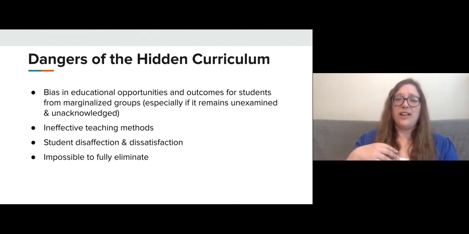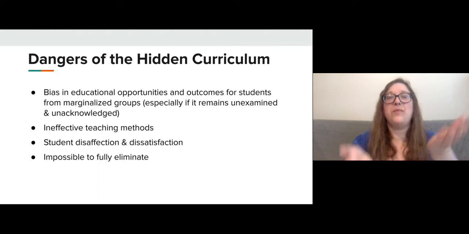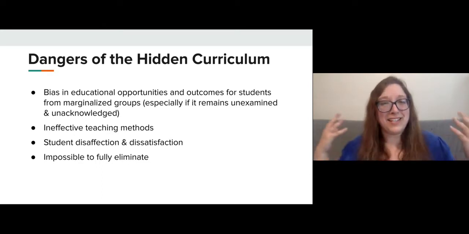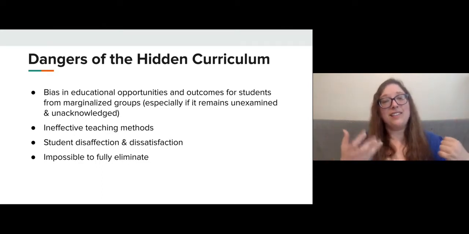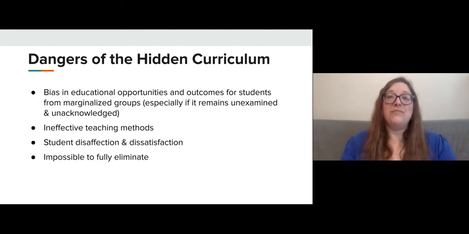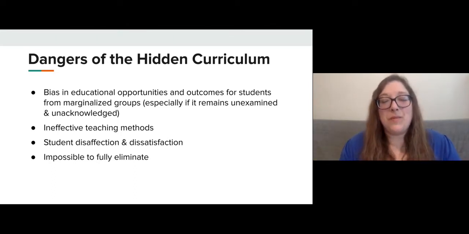So one of the things that this creates is kind of an imbalance, right? Where more privileged students understand these hidden expectations, and less privileged students from more marginalized groups don't. So it's up to us to examine and acknowledge those things in our classrooms and help obviate them.